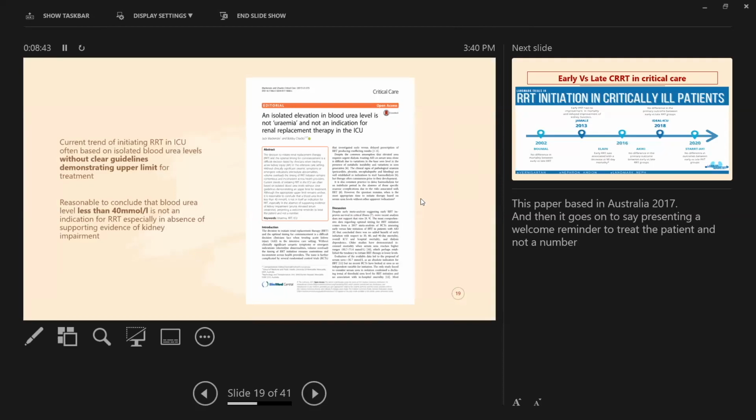The current trend in initiating RRT in ICU is often based on isolated blood urea levels without clear guidelines demonstrating an upper limit for the treatment. It is reasonable to conclude that a blood urea level less than 40 is not an indication for RRT, especially in the absence of supporting evidence of kidney impairment.